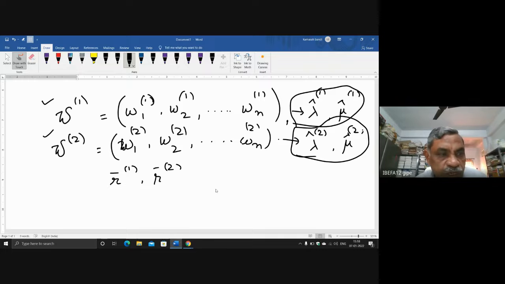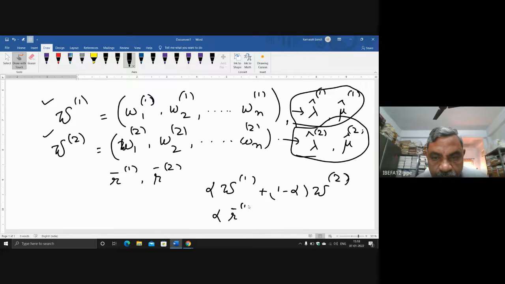For example, you can have alpha W1 plus 1 minus alpha W2. You can have a portfolio, okay, subject to alpha R bar 1 plus 1 minus alpha R bar 2. These are the corresponding returns.